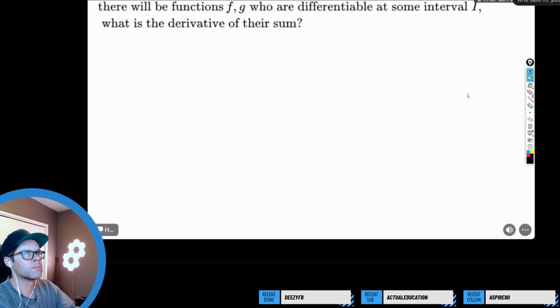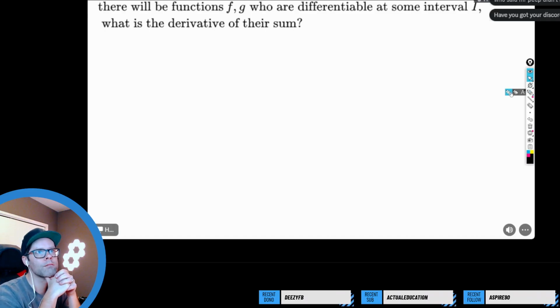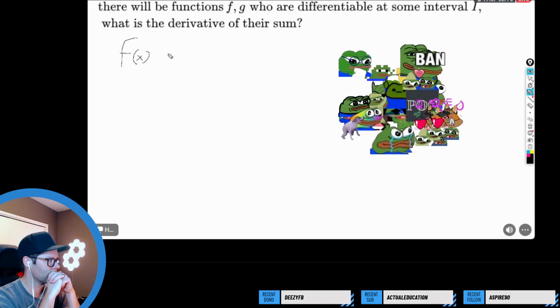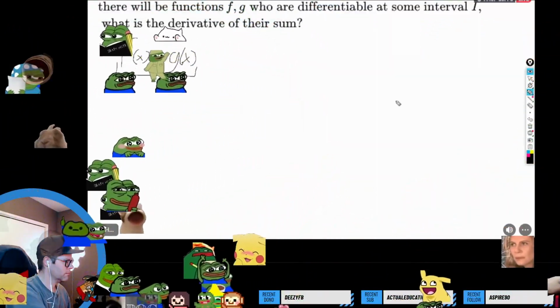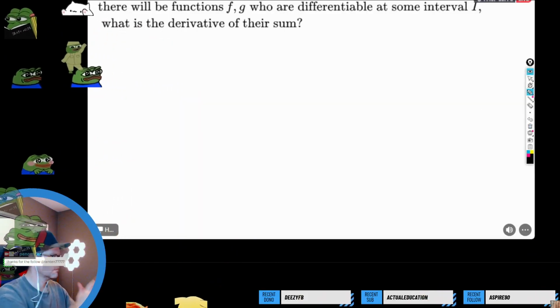Now is the sum rule of two functions. If we have two functions, f of x and g of x, and f and g are differentiable, is their sum also differentiable? And if so, what is it?